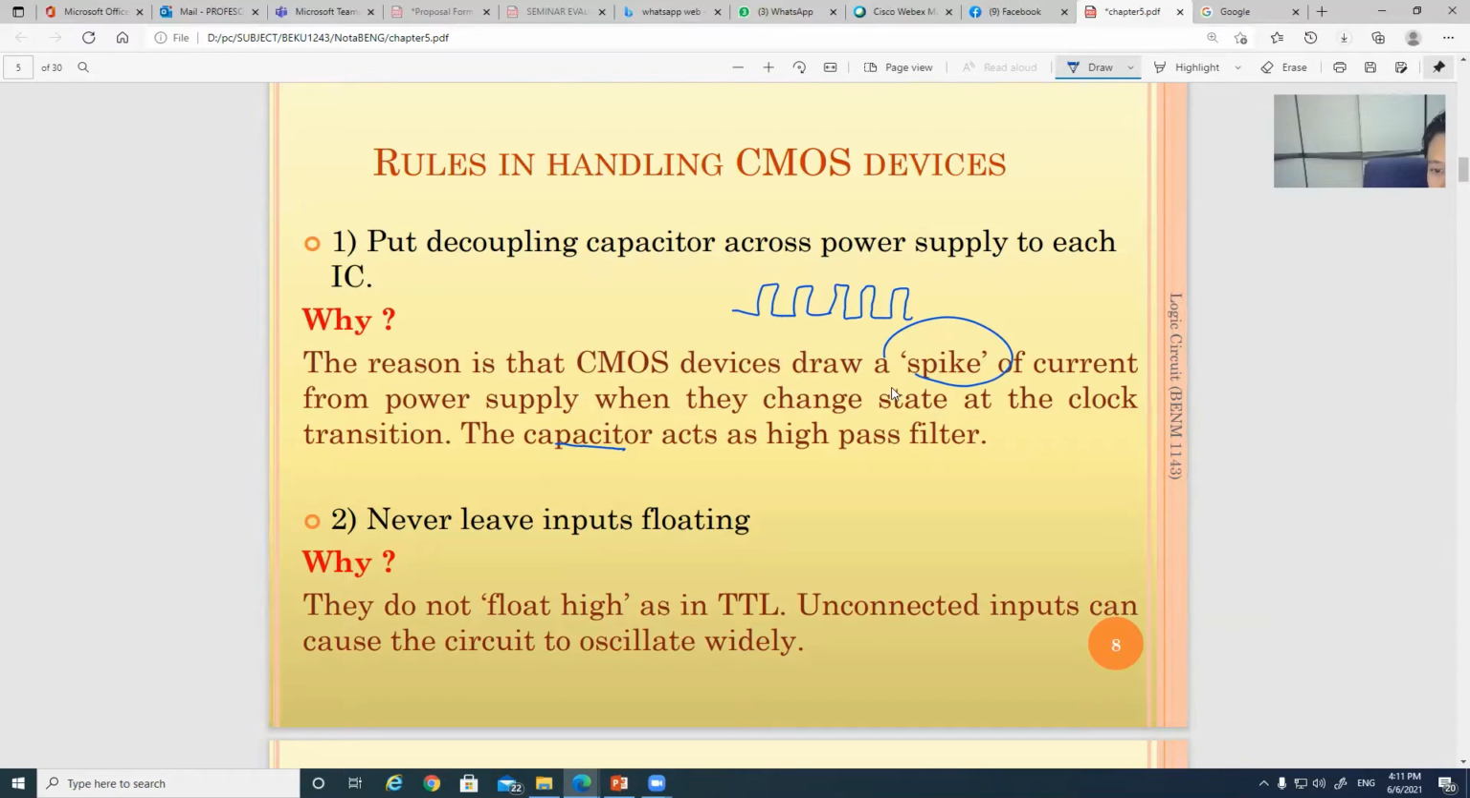Why? Because they do not float high like TTL. Unconnected inputs can cause the circuit to oscillate wildly. That's why, in handling CMOS, we have two rules. First, we have to put the decoupling capacitor, because CMOS draws spikes of current from the power supply, and second, never leave an input floating.